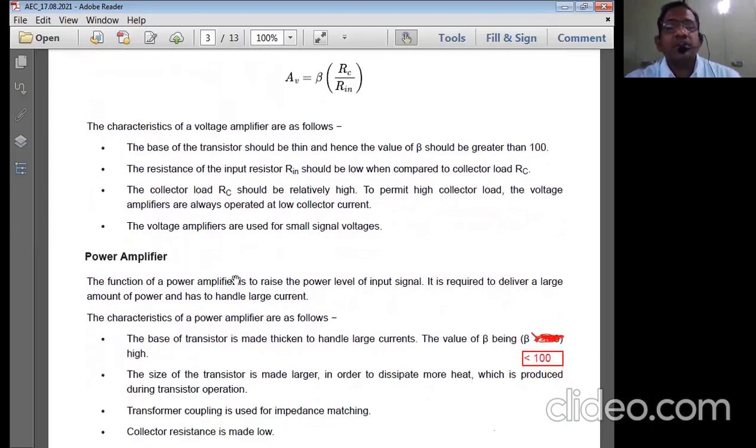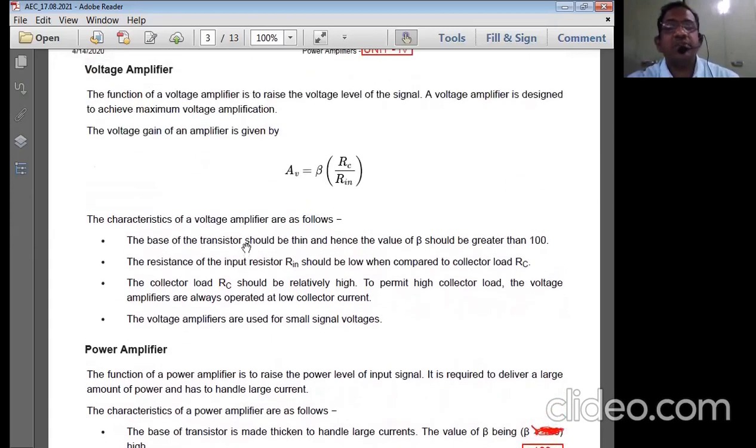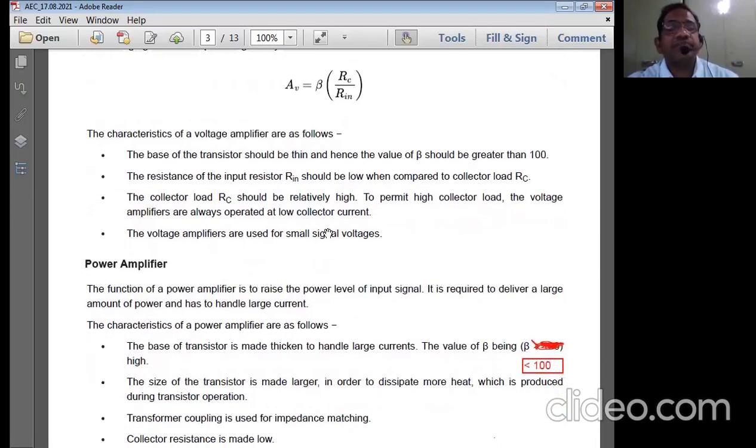Now what about the constructional features here for a voltage amplifier? Let us see. A voltage amplifier is intended to amplify the input voltage. It is not intended to amplify the input current. That is the difference here. So the voltage amplifier is designed only to achieve the maximum voltage amplification. That is the basic necessity for going to voltage amplification.